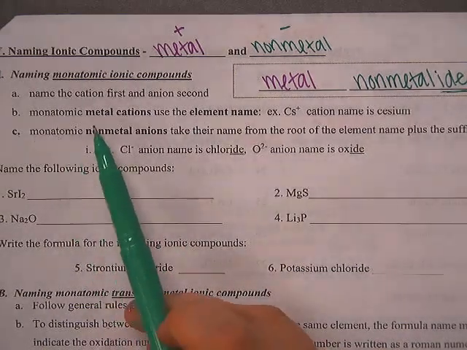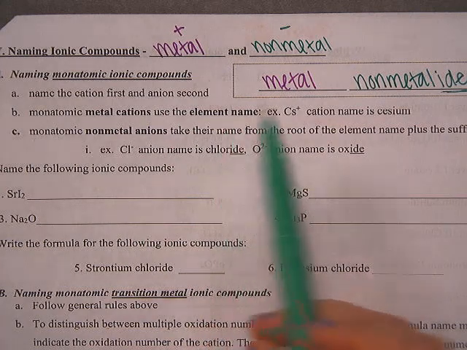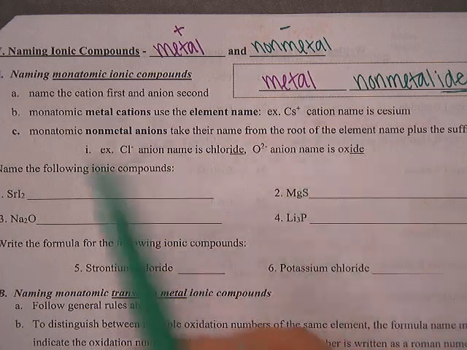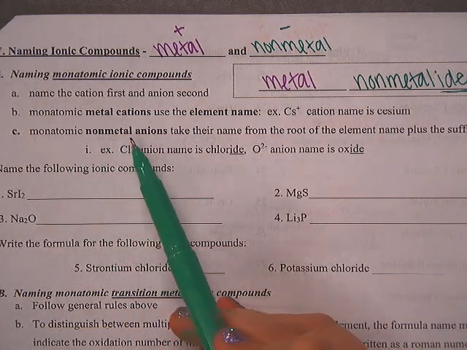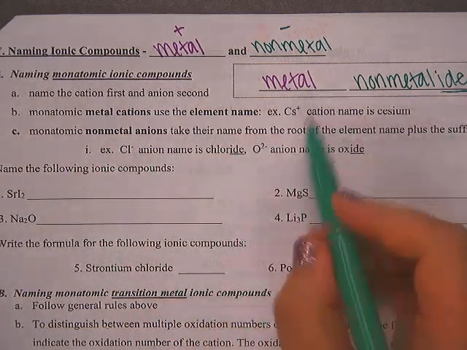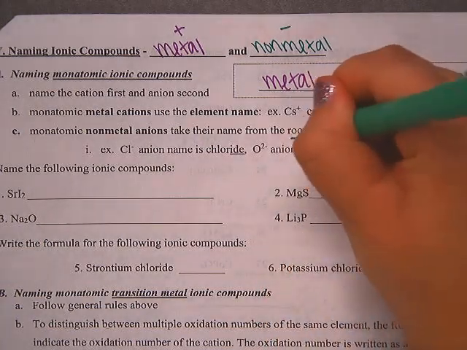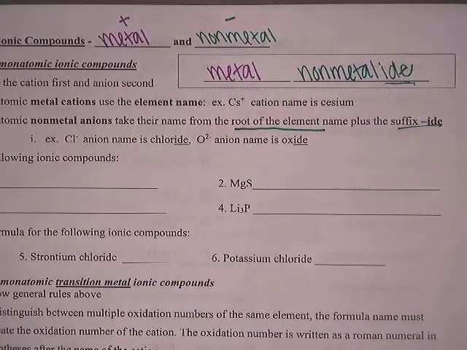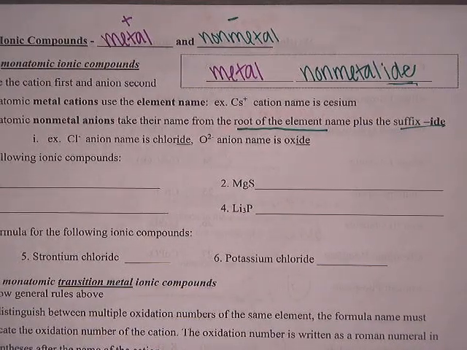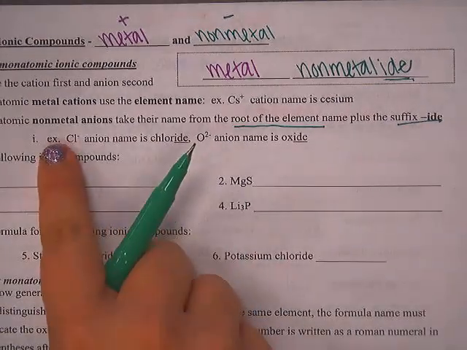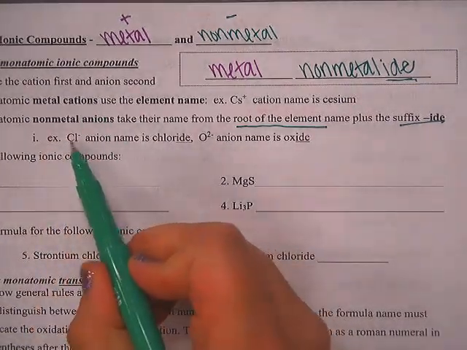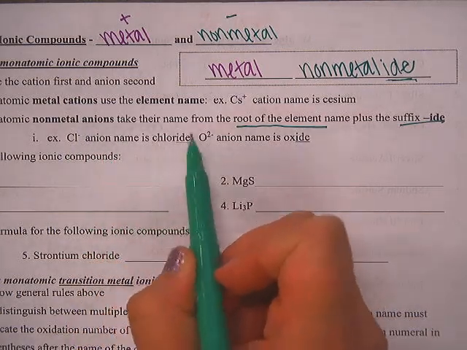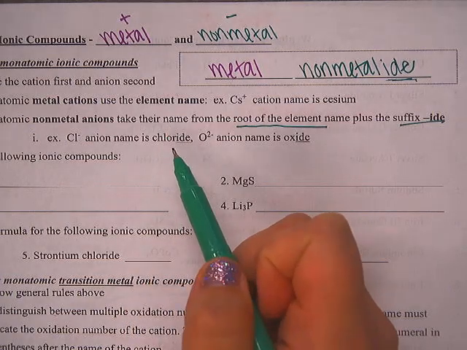You're going to put the metal cation using the element name. So, for example, if you have cesium with a whatever plus charge, you're just going to call it cesium. And then the nonmetal anion, take the name from the root of the element, so the root of the element, I'm going to underline that, plus the suffix -IDE. The example given here is one that I already mentioned, chlorine. So Cl on your periodic table is chlorine, but the anion name is going to be chloride. You good?